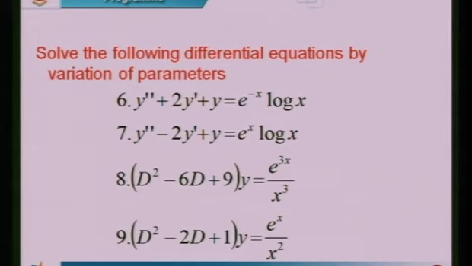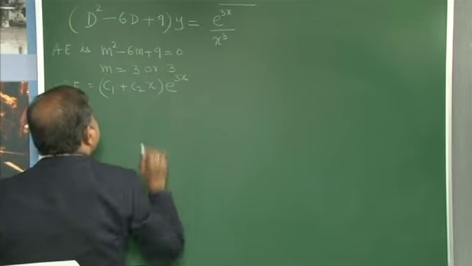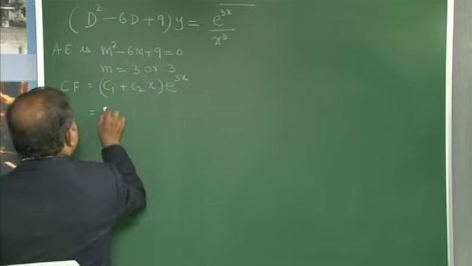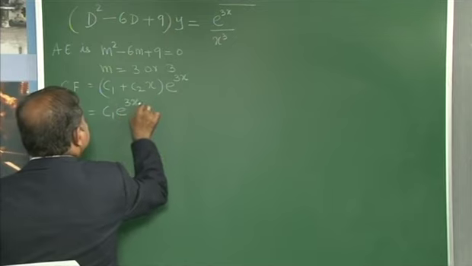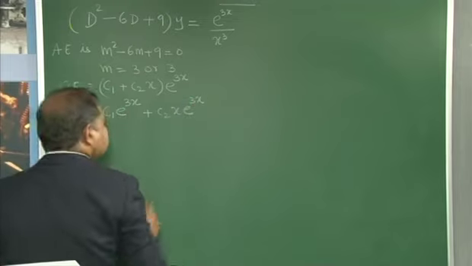No change in the procedure, you are seeing I am doing 3-4 questions, there is no change in the procedure. Auxiliary equation, what are the roots? 3 or 3. What is your CF? It is c1 plus c2x into e power 3x. So, C1 e power 3x plus C2 x e power 3x.